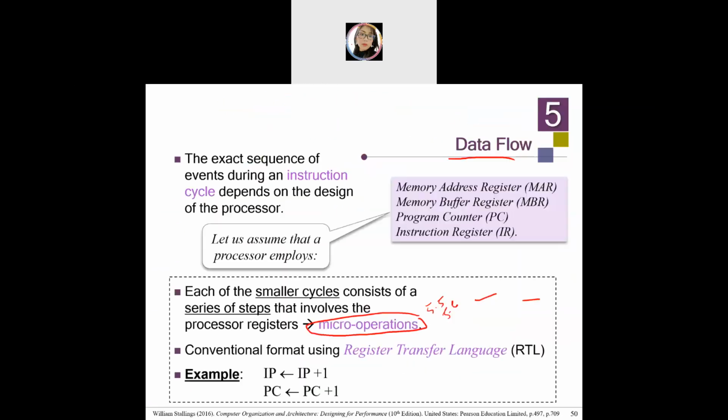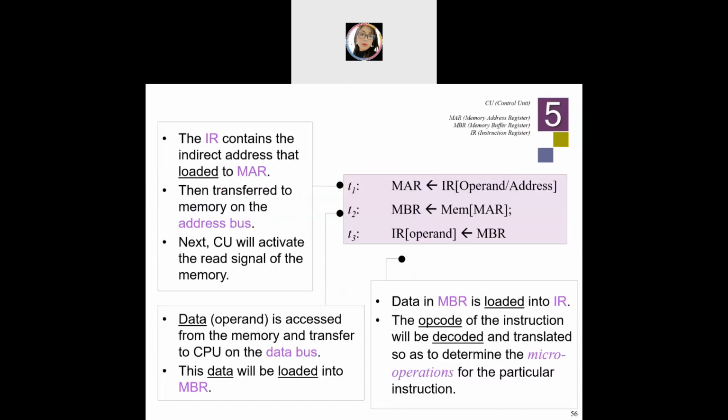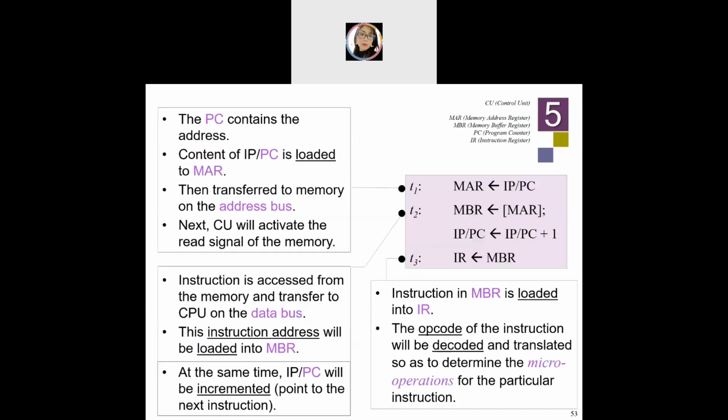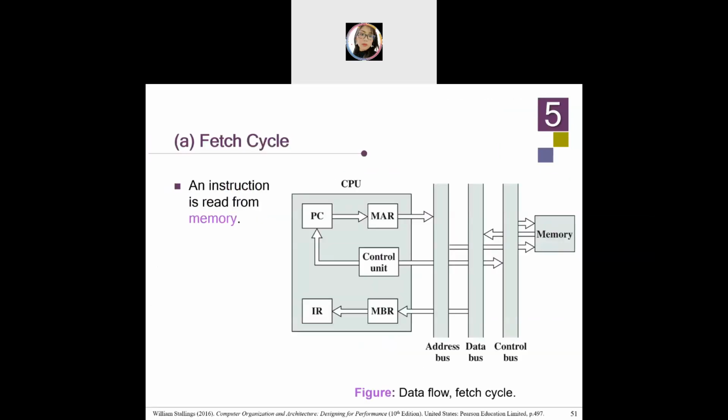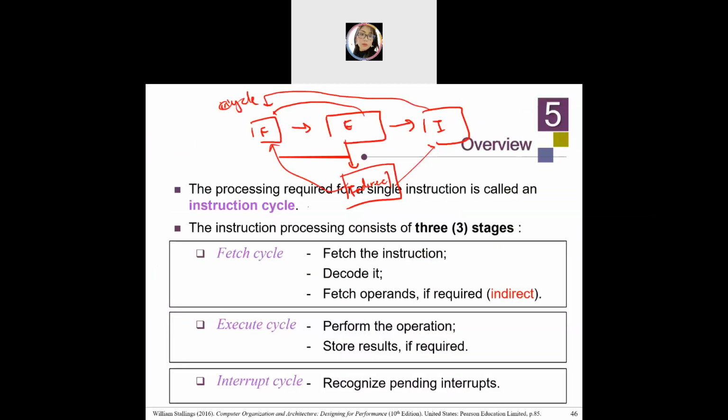Now we go deeper for each flow. Fetch cycle first. After this, we're going to look into the second one, execute cycle, and then interrupt cycle. So let's see under our fetch cycle. You already know the function. What will the fetch cycle do? It's going to fetch the instruction. It's going to decode the instruction. If needed for the indirect, it's going to also fetch the operand. So this is the function.